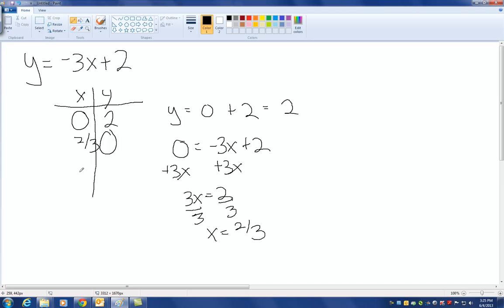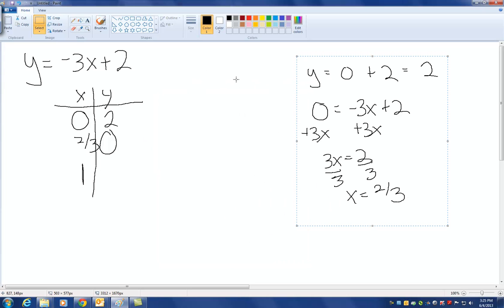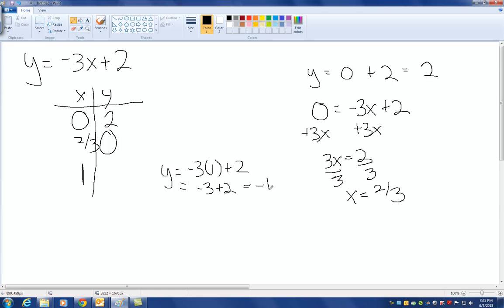What I think I'm going to try is just x equals 1. So what happens when x equals 1? Let's move this stuff over a little bit to give ourselves room. When x equals 1, we have y equals negative 3 times 1 plus 2, which means y equals negative 3 plus 2, which means y equals negative 1. So there's a nice point where both coordinates are round numbers. The point 1, negative 1, and the point 0, 2 are points on our line.